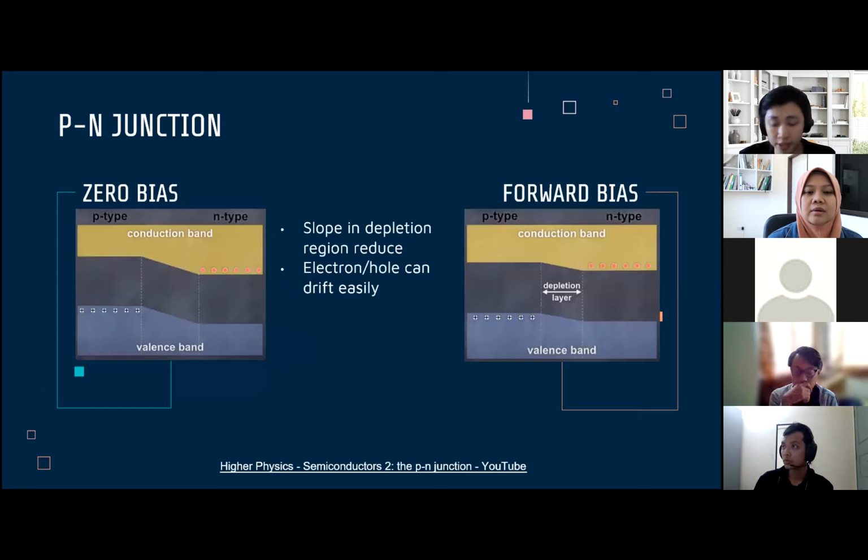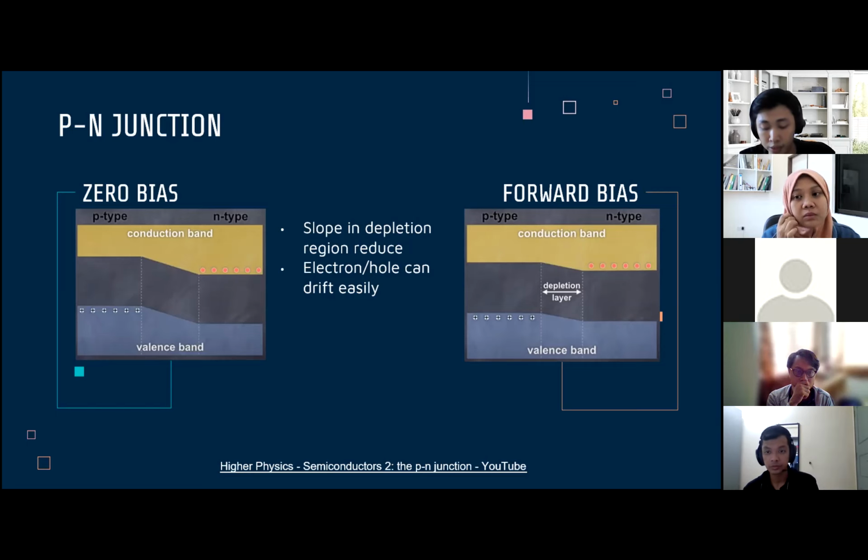For the energy band diagram, if we compare both, on the left is zero bias, and on the right is forward bias. The slope in the depletion region layer reduces. Therefore, electrons will easily flow or drift from n-type to p-type. Similarly, holes will easily drift from p-type to n-type.